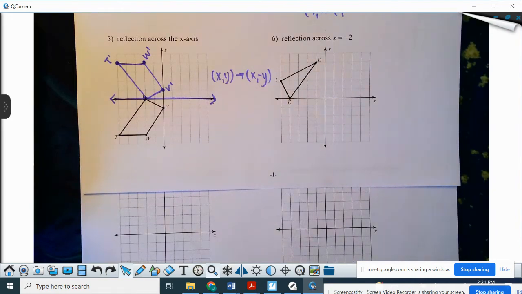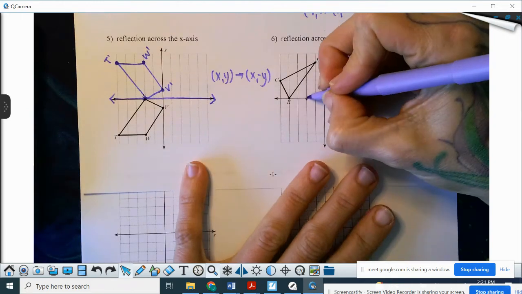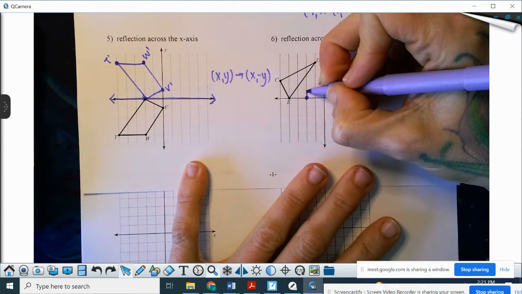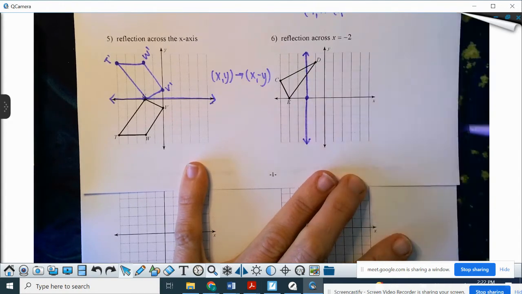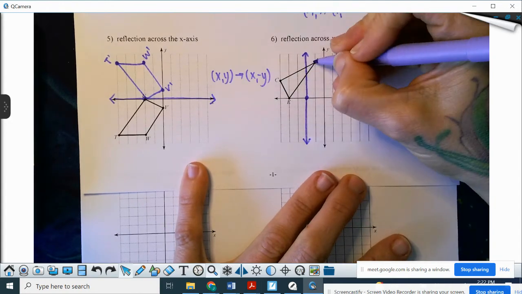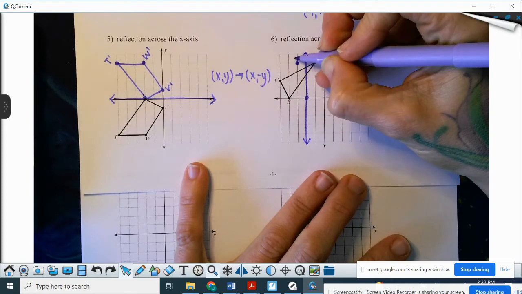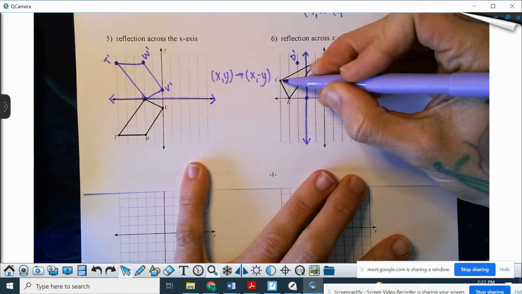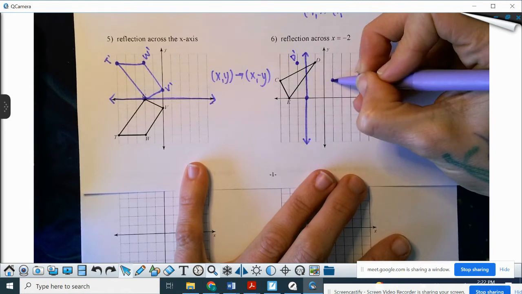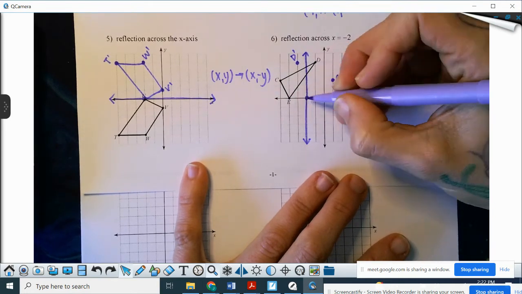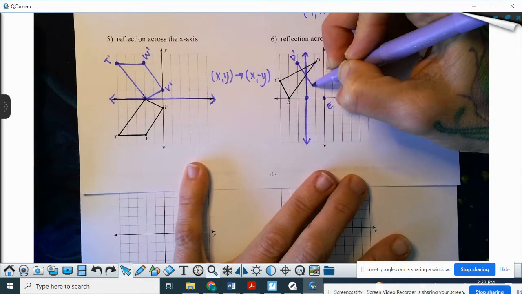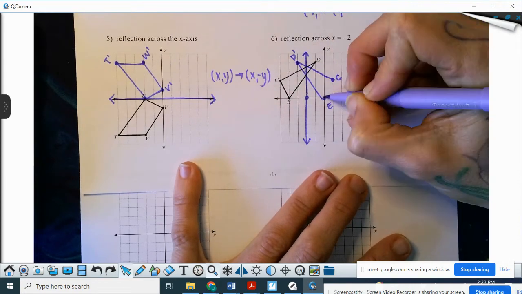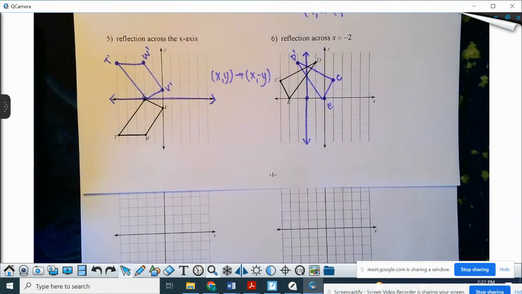So again, when it's x equals -2, so that's a vertical line, that means -2 is here. This is the line where it's all going to be referenced from. So D is 1 to the right, so it's now going to be 1 to the left. C is 3 to the left, so now it's going to be 3 to the right. E is 2 to the left. It's now going to be 2 to the right. And then we have it reflected over the x equals -2 as well.